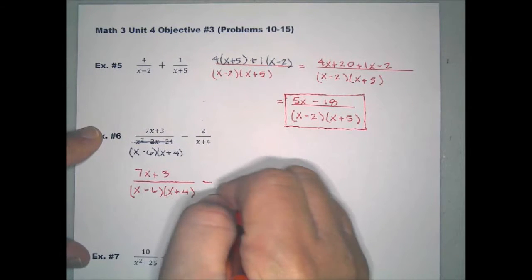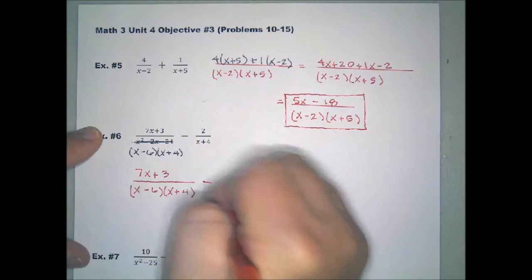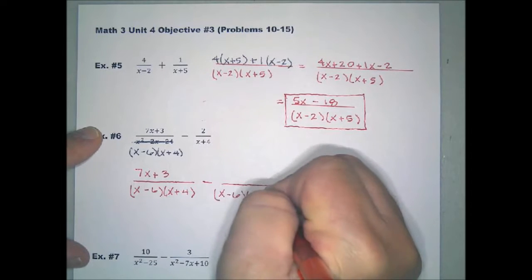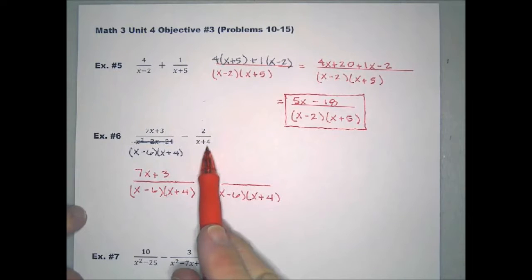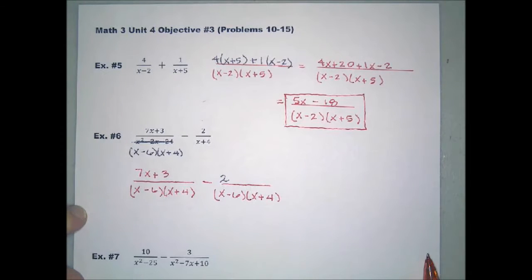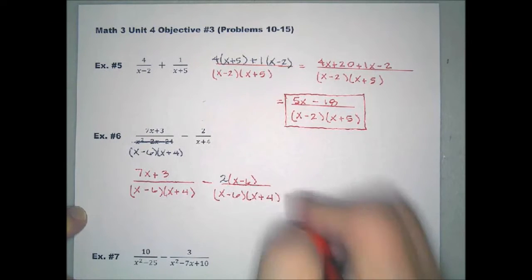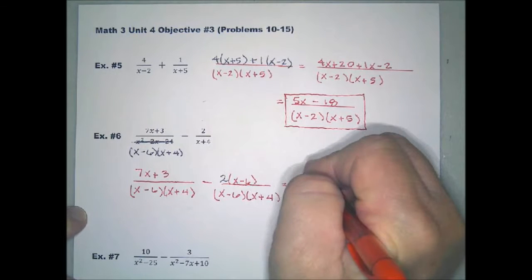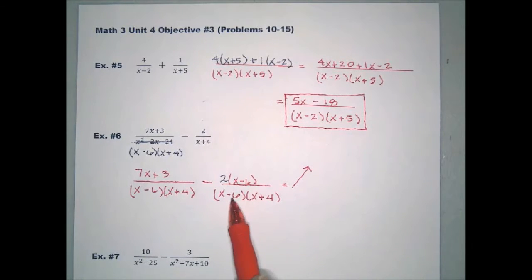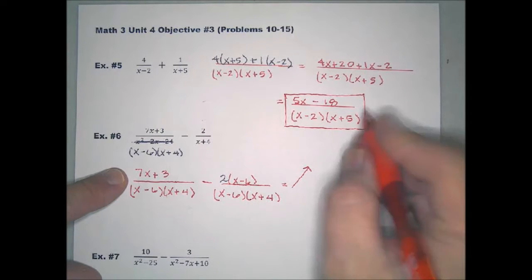This second fraction needs as its common denominator x minus 6, x plus 4. It already has the x plus 4. So the only thing it needs to pick up is the x minus 6, which was in the other fraction. Now, here's where you don't want to cancel or reduce. You can't yet. We need to bring these two together as one through the subtraction process.